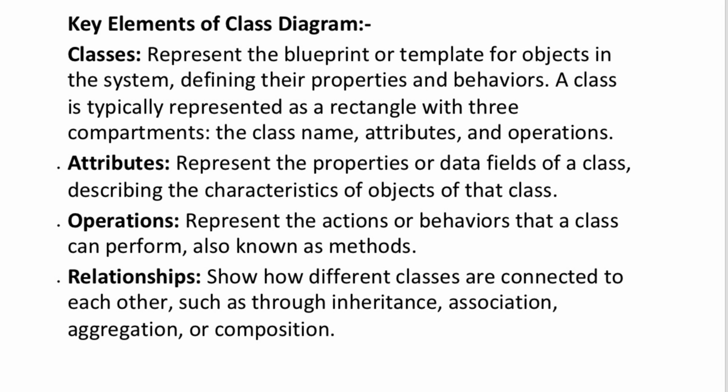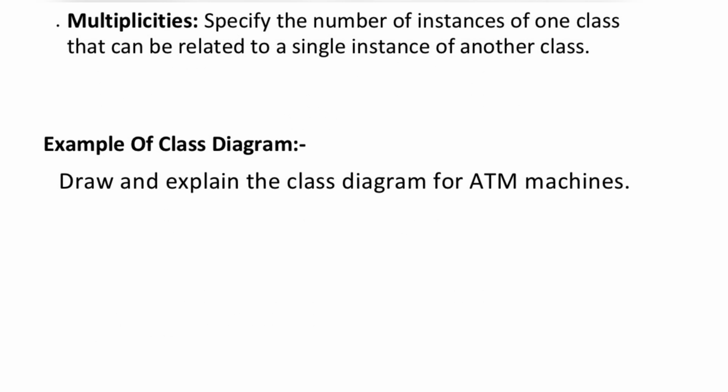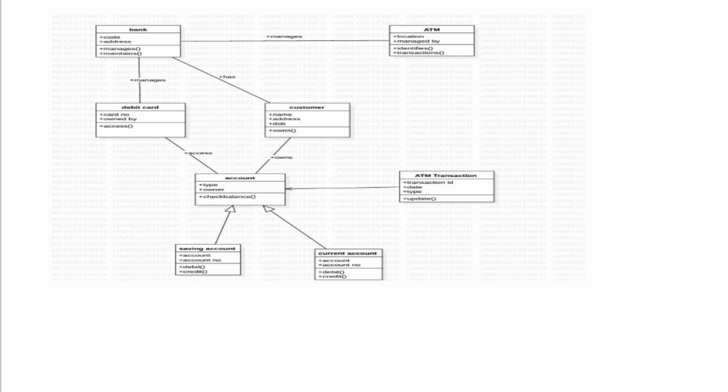Fourth, relationships show how different classes are connected to each other, such as through inheritance, association, aggregation, or composition. Fifth, multiplicities specify the number of instances of one class that can be related to a single instance of another class. The example of it is an ATM machine. As in this example, we can see that the bank is connected to the ATM as well as debit card and credit card. Also, it has an account section.